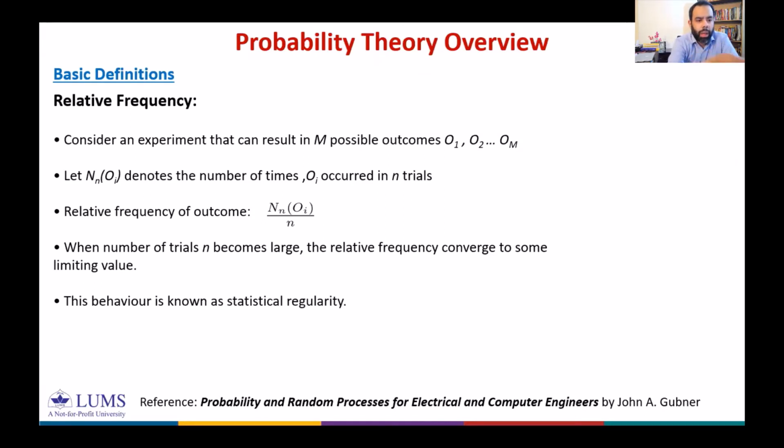We say that n subscript i denotes the number of times the outcome Oi occurs when you conduct n trials of an experiment. We define the relative frequency of the outcome Oi as the number of times it occurred divided by the total number of trials. When the number of trials n becomes large, the relative frequency converges to some limiting value, and that limiting value is what we refer to as probability. This behavior is known as statistical regularity.